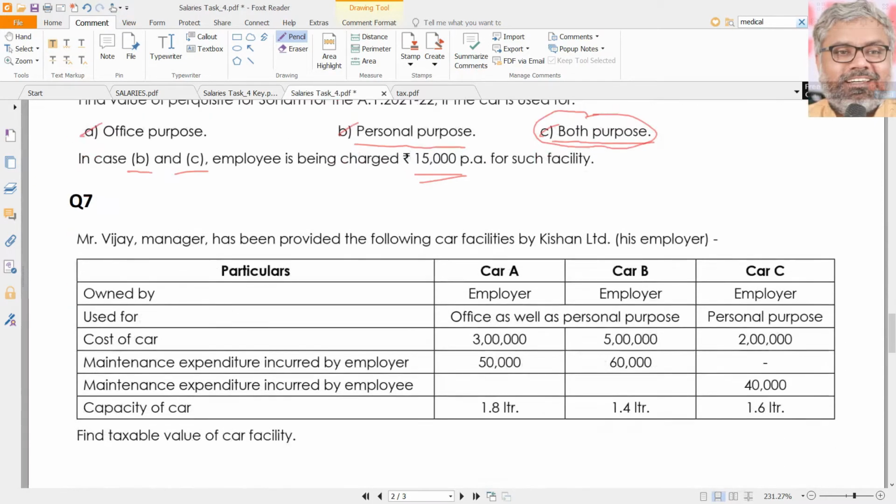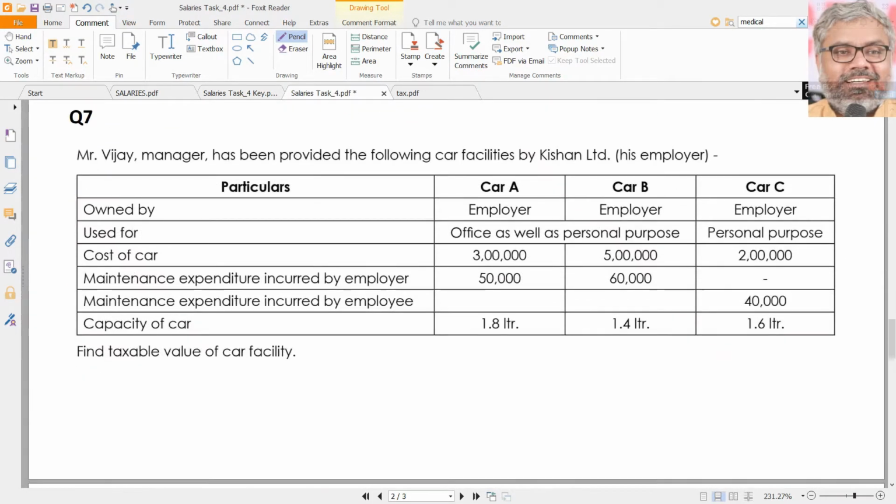Question number 7 has multiple cars. This is also an important type of provision where multiple cars are provided. That is an important point to be noted. Here, 3 cars are provided. All the cars are owned by the employer. But look at car A and car B. Office as well as personal purposes. Both of them are used for both purposes.